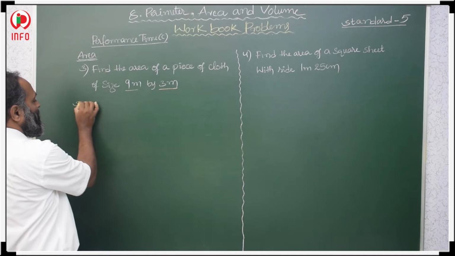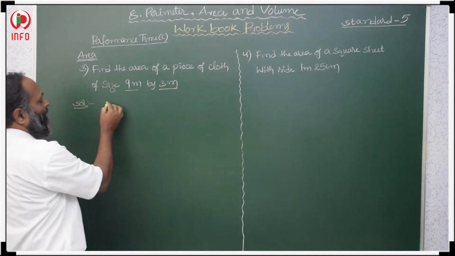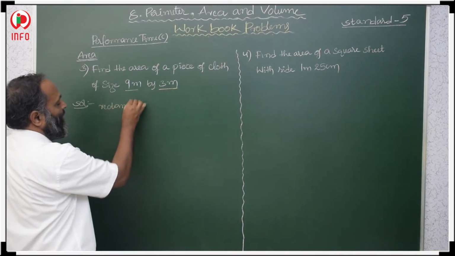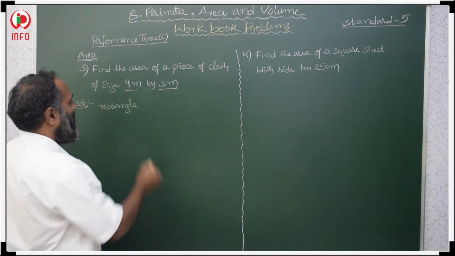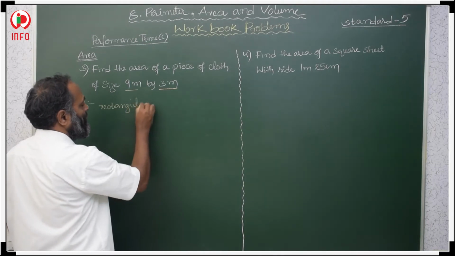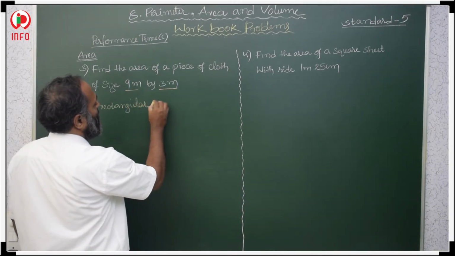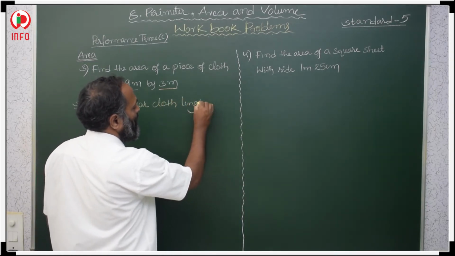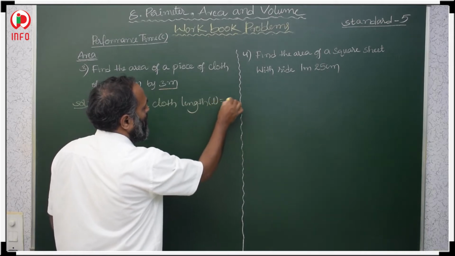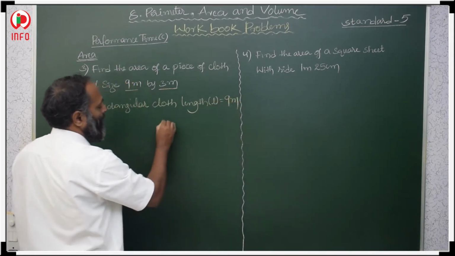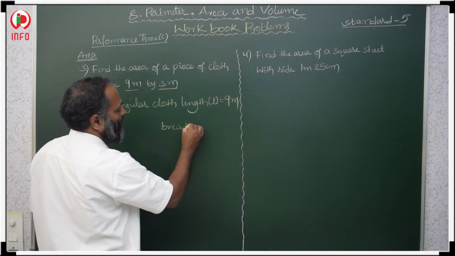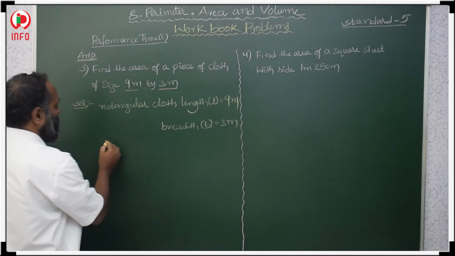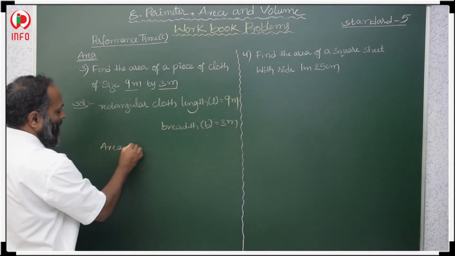Now here are the steps. Rectangular cloth. Why is it a rectangle? Length and breadth are given. So, that is why. Rectangular cloth. Length: 9 meters. Breadth: 3 meters. Then area. Area of the cloth.